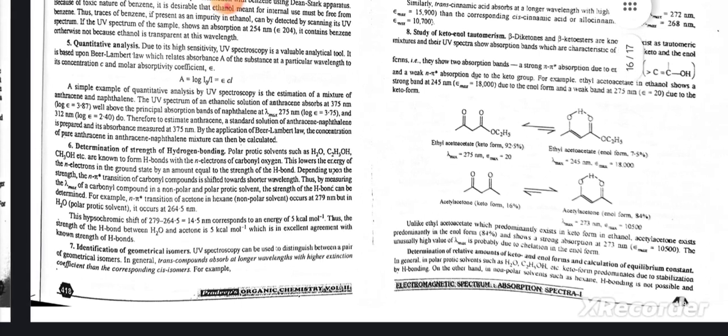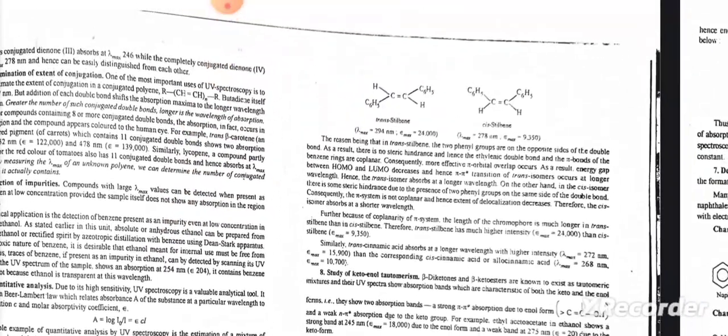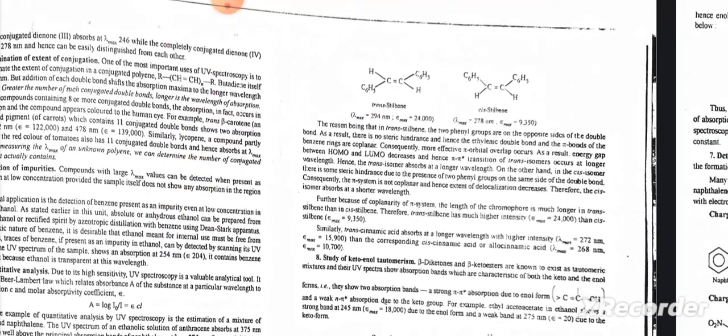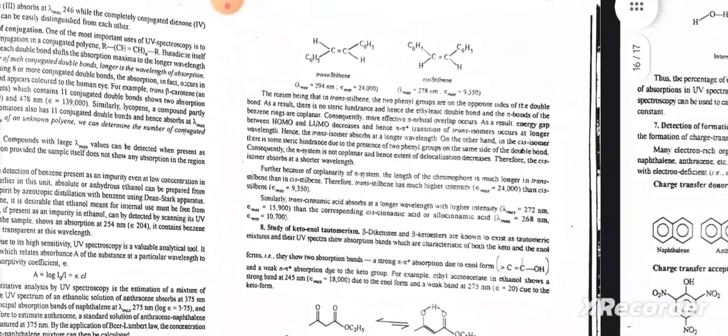Seventh application is identification of geometrical isomers. UV spectroscopy can be used to distinguish between a pair of geometrical isomers. In general, trans compounds absorb at longer wavelength with higher extinction coefficient than the corresponding cis isomers. For example, trans stilbene and cis stilbene.